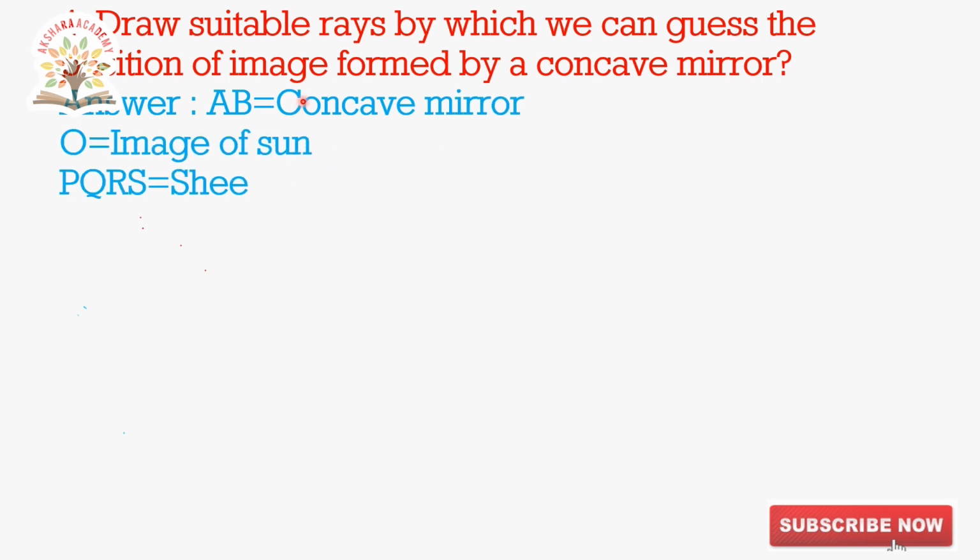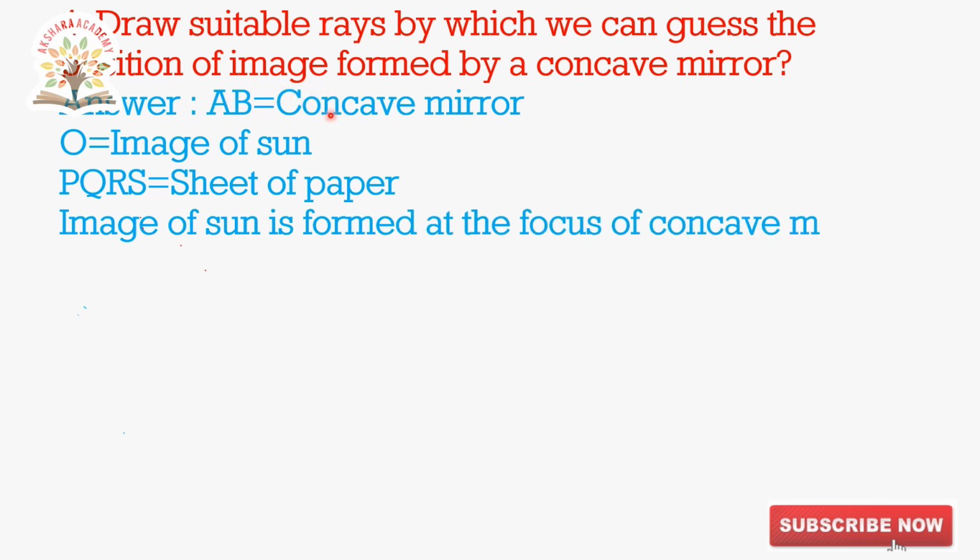Draw suitable rays by which we can guess the position of the image formed by a concave mirror. Here in this question, they are asking that we have to draw the position of the image by using suitable rays, formed by a concave mirror. Now let us discuss. Here AB is a concave mirror and O is the image of the sun. PQR is the sheet of paper and the image of the sun is formed at the focus of the concave mirror.